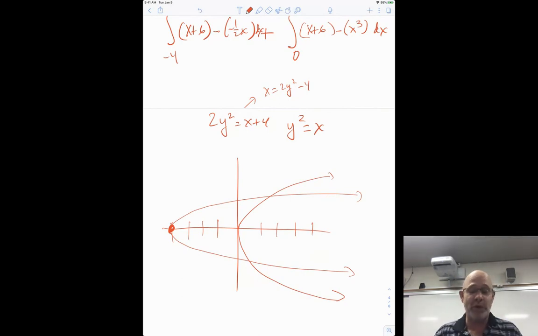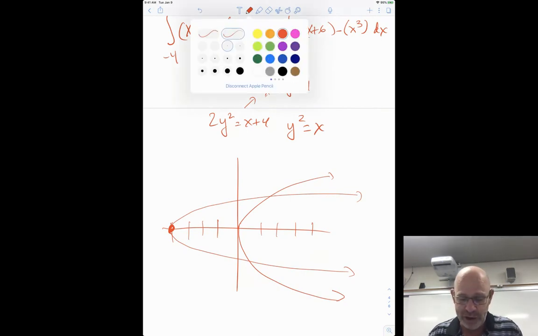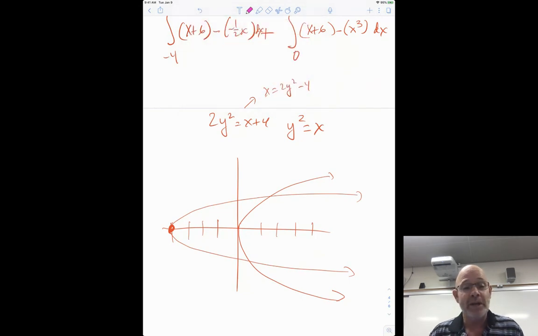You actually have a choice in all of these problems. You can draw your rectangles any direction you want. You can draw them vertically or you can draw them horizontally. If you draw them vertically, you have to have dx's. If you draw them horizontally, you have to have dy's. So if you draw them vertically, everything's in terms of x. If you draw them horizontally, everything's in terms of y. It's your choice. We'll talk more in class about how I know which one to do.